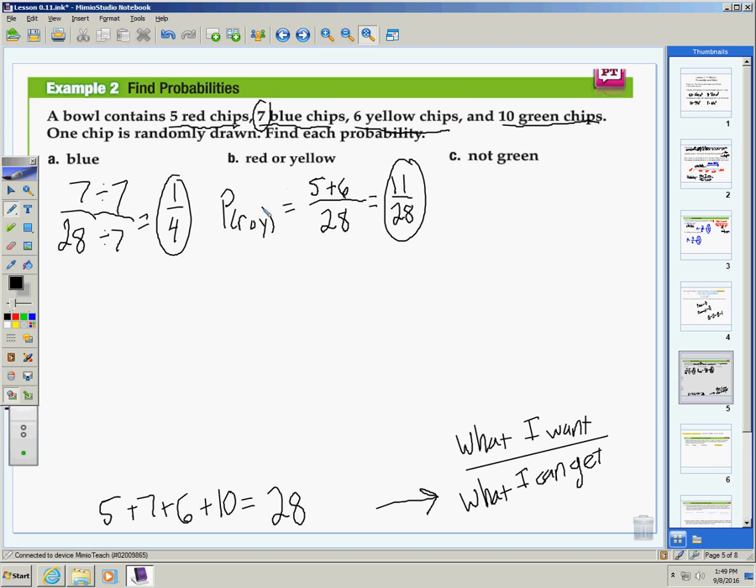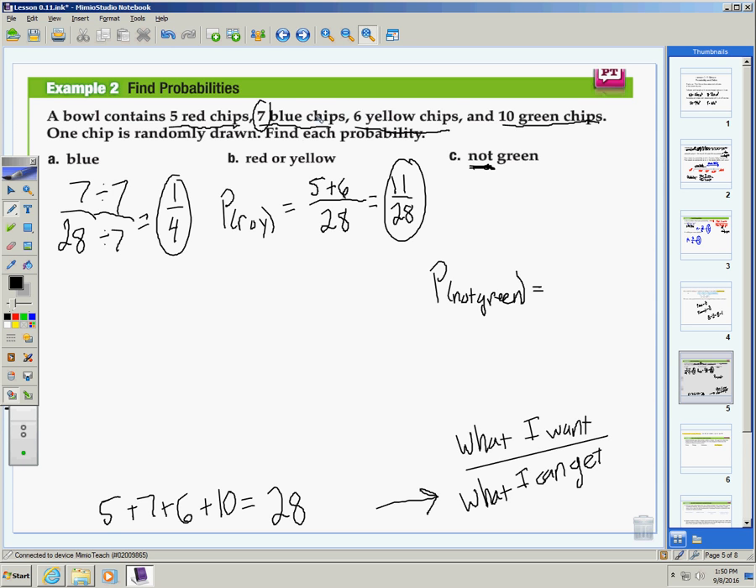And now, here's in part C, here's where using a complement can really help us. What's the probability of having not a green chip? Well, there's 2 ways to do this. The probability of not green. Well, I could say, okay, there's 10 green ones, so there's 5 red, 7 blue, 6 yellow, add those all up. Which isn't too bad in this case, but what if there were 10 different colors or 20 different colors? That would take a lot of work.